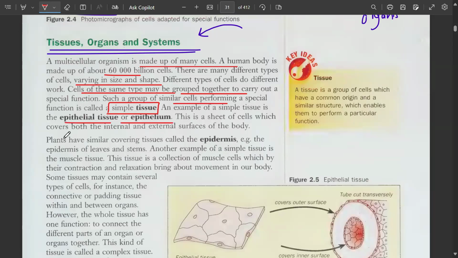This is a sheet of cells which cover both the internal and external surfaces of the body. Plants have a similar covering tissue called the epidermis, and the epidermis of leaves and stems is another example of a simple tissue as well.